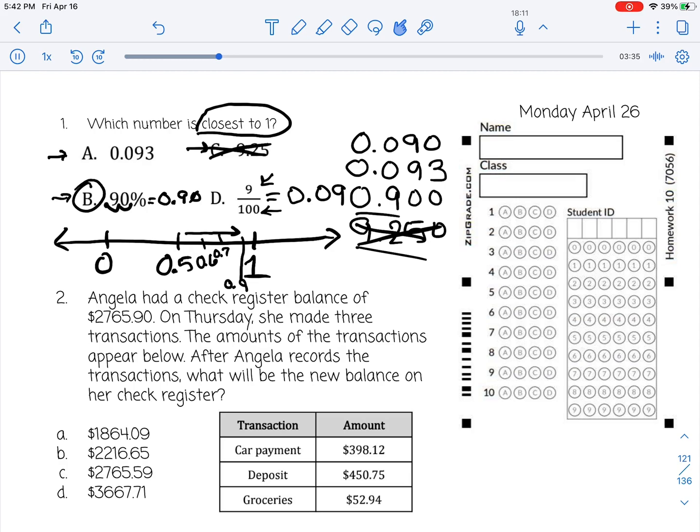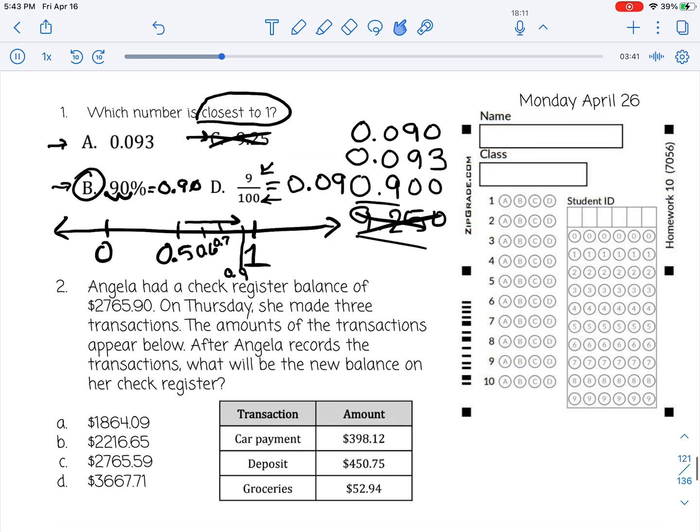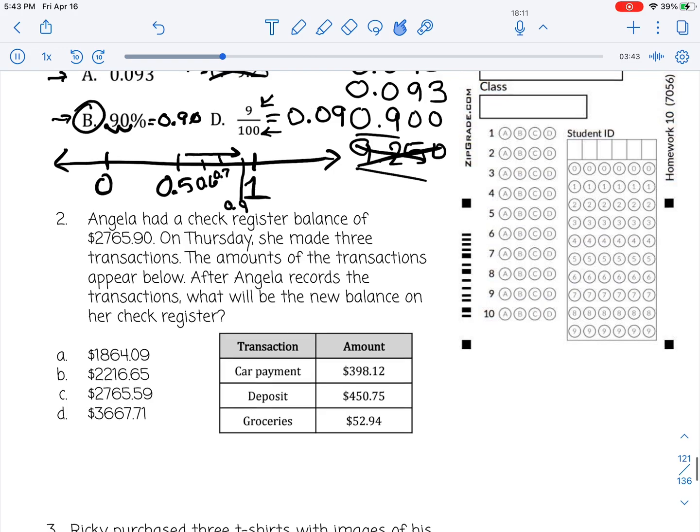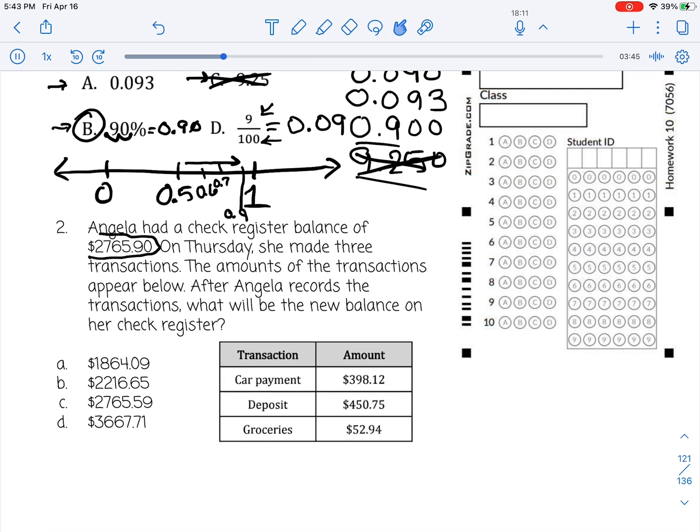Okay, number 2, Angela had a check register balance of $2,765.90. On Thursday, she made 3 transactions. The amounts of the transactions appear below. After Angela records the transactions, what will be the new balance in her check register?